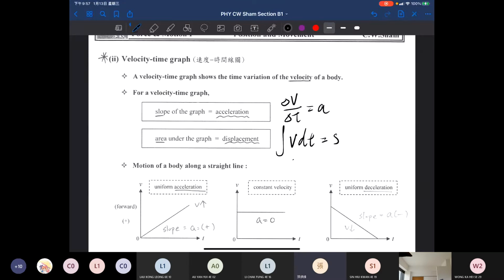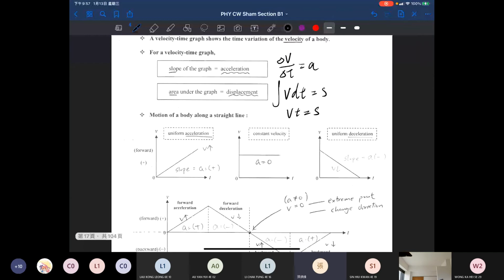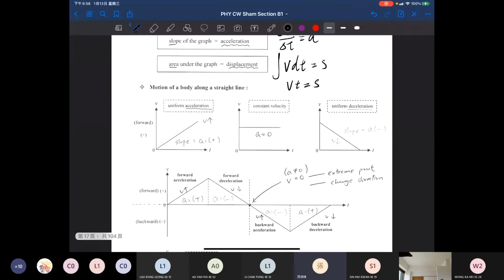Okay, so v t area is equal to the displacement. Now consider the motion of a body along a straight line. There are a few different common kinds. For this one, if it is moving with a uniform acceleration, you can see the velocity is increasing at the same rate. Like this, time equals 1 and 2, then this is delta v1. For the same time interval, in this part it is delta v2. Okay, they have the same change in velocity in the same time interval.